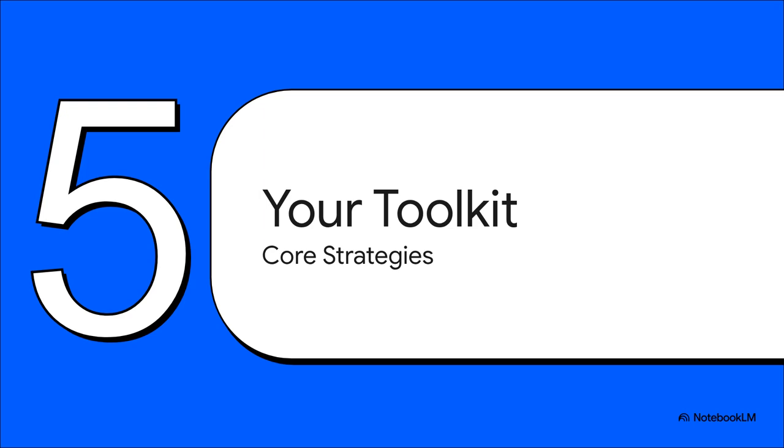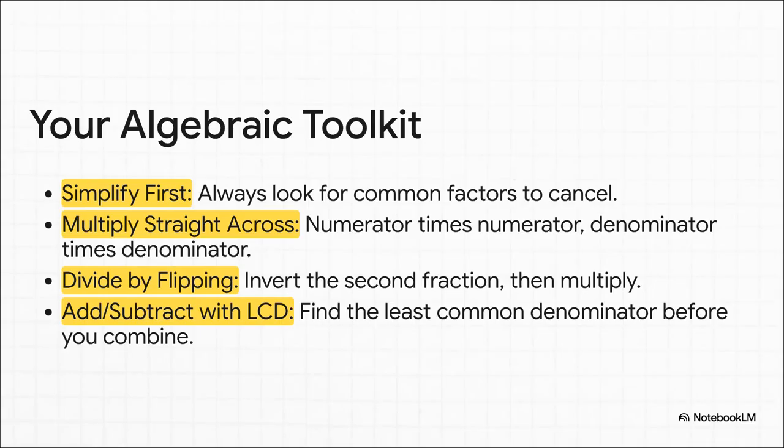All right, Section 5, your algebraic toolkit. We did it! We made it through the 4 core strategies for success. So let's do a quick recap and pack all of this into a handy toolkit that you can use anytime. Here it is, your 4 core strategies. Number 1, and say it with me, simplify first, always. Number 2, for multiplication, just go straight across. Top times top, bottom times bottom. Number 3, for division, remember the trick. You just flip the second one and multiply. And finally, number 4, if you're adding or subtracting, your main quest is to find that LCD. That's it. That's the whole playbook right there.